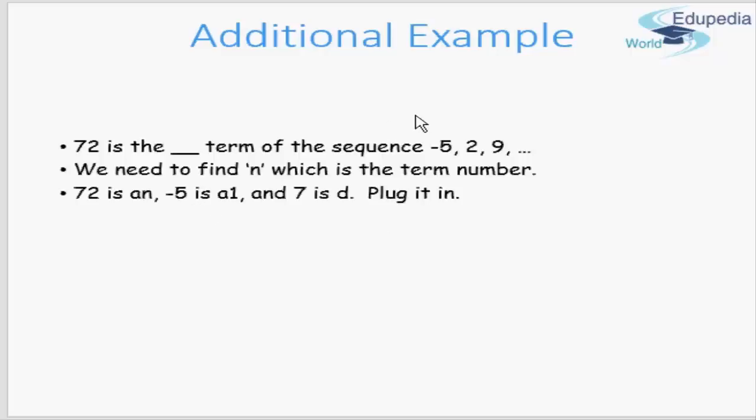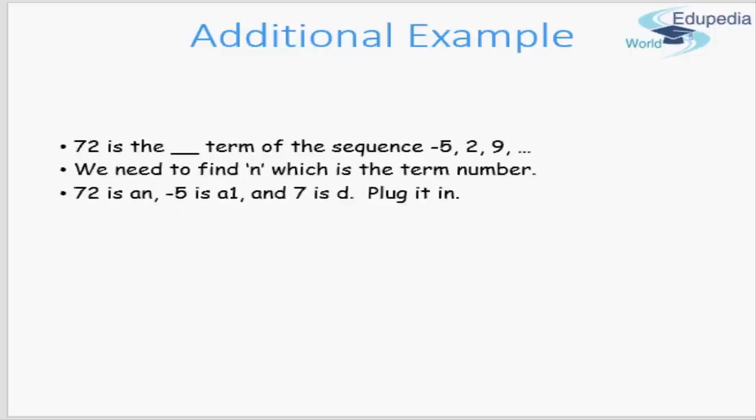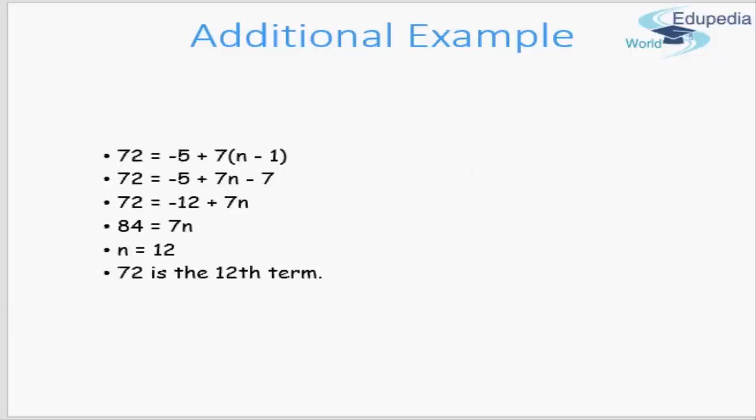-5 is going to be a, and the last term that we know is 72, which is going to be a_n. So what we need to find out is which term is the 72, and the way to do that is from the formula that we learned in the previous slide. We just plug in the values and we find out that n is equal to 12, the 12th term.